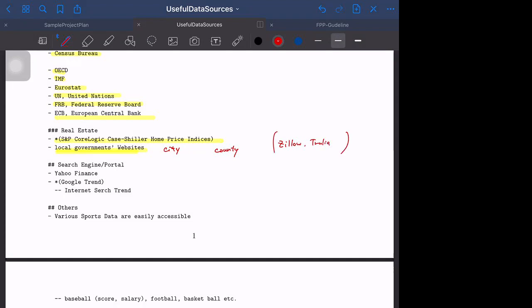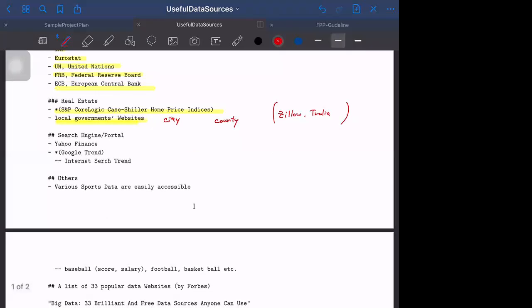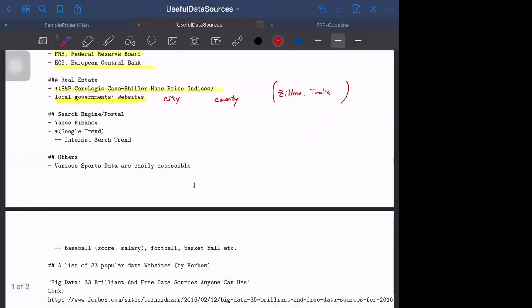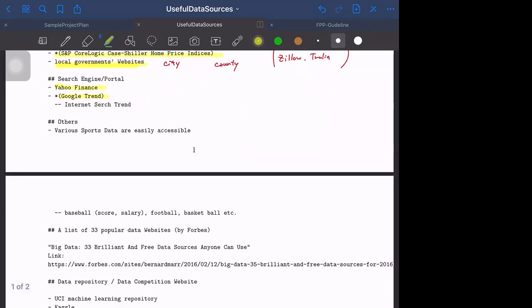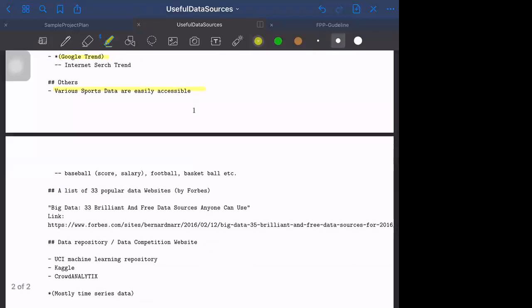One by one data is very detailed, and you can click one by one, but still you have to have some objective data set. You cannot randomly click. And some search engine data, the Google Trends data, and maybe Yahoo Finance data. These are more time series, but some are non-time series data. And some other data, sports data, are available from maybe soccer, baseball, football, and so on.